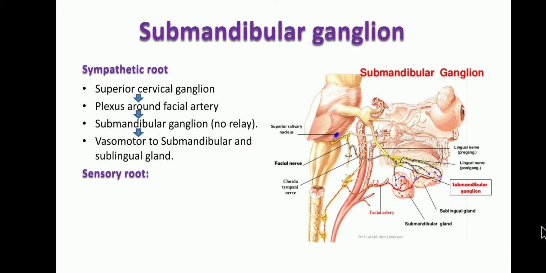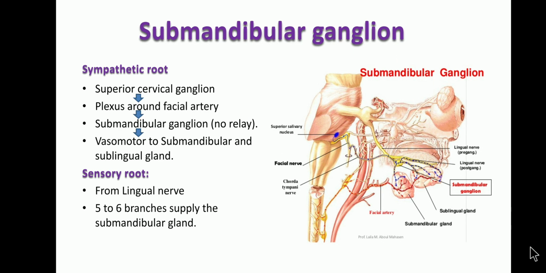Then it has the sympathetic component, any ganglion which we considered, and then you have the sensory root. They are branches from the lingual nerve. They also don't relay in the ganglion, 5 to 6 branches. They just bypass and then supply the submandibular gland through the lingual nerve. Okay, so that is about the submandibular salivary gland.